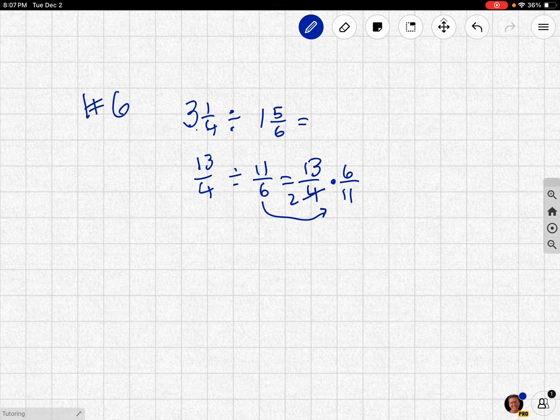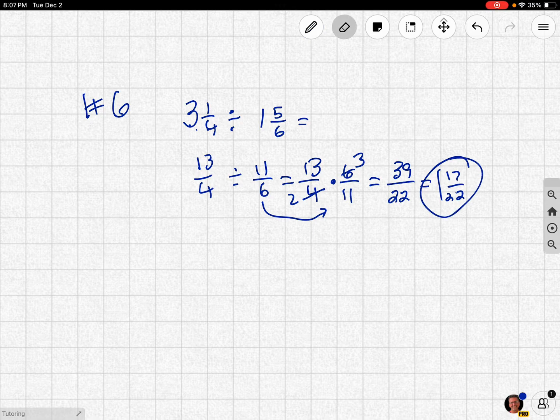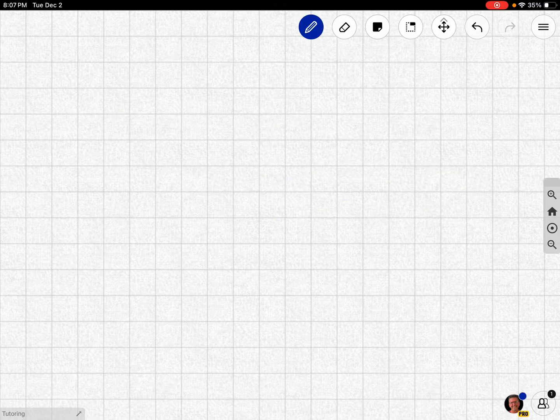I can divide 4 by 2 and 6 by 2, so those can become 3 halves instead of 6 fourths that I see there. 13 times 3 is 39, and 2 times 11 is 22. And 22 goes into 39 one time, with a remainder of 17 22s. So there's your answer, 1 and 17 22s. All right, I'm going to clear that off. And let's go to number 7.